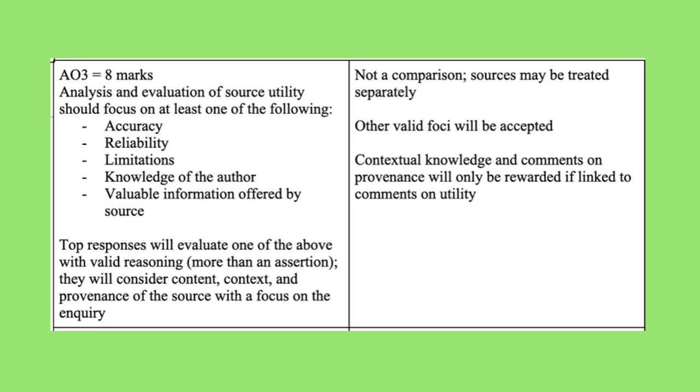In order to make that judgment, you might focus on one of these things: how accurate it might be, how reliable you think it is, any limitations, so things that it doesn't include or isn't really that helpful for, knowledge of the author which is given to you above the source, or valuable information offered by the source. If you can focus on maybe 1 or 2 of these to decide how useful the source is for your inquiry, it's a really easy way to score highly in AO3.